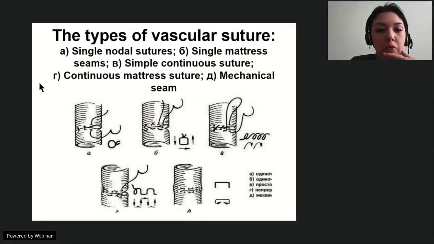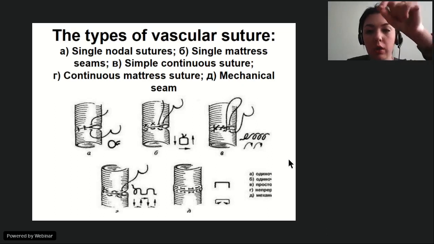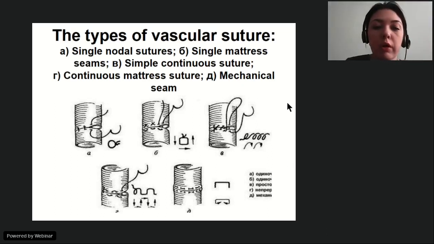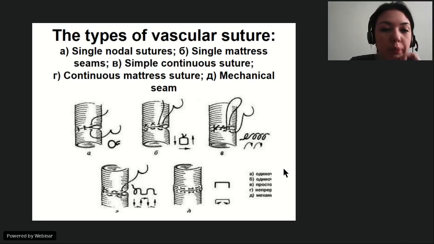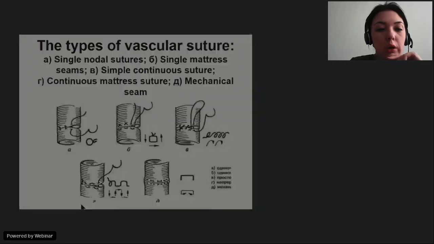There are many other types of vascular sutures. There are single nodal sutures, but they are not hermetic, so they are not widely used now. There are single mattress seams, which we can see are U-shaped. There is simple continuous suture, where continuous suture goes along the whole circumference. Then continuous mattress suture. There is also mechanical seam with a special suturing apparatus.